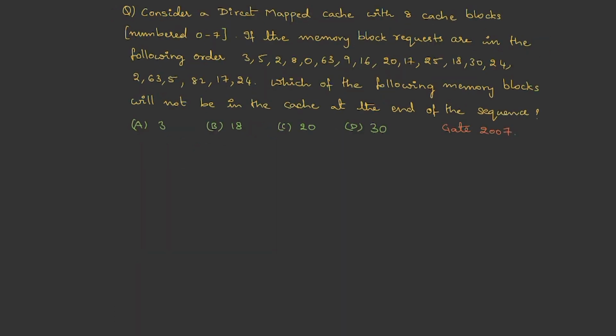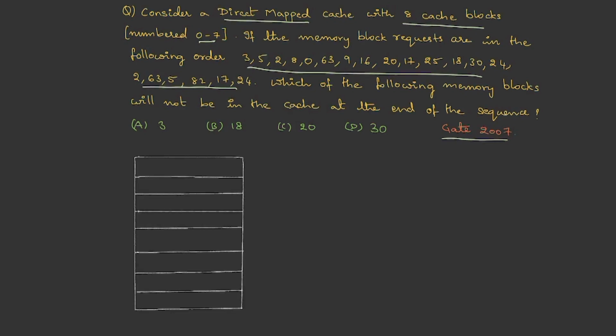Here is a question asked in GATE 2007. Consider a direct mapped cache with 8 cache blocks numbered 0 to 7. If the memory block requests are in the following order, these are the requests, which of the following memory blocks will not be in the cache at the end of the sequence? Alright, for this let me draw the diagram. Let's assume this is a cache with 8 blocks. These are the blocks. Let me also write the request.